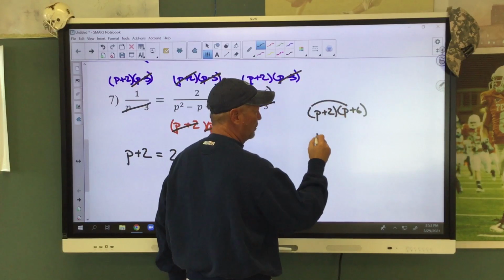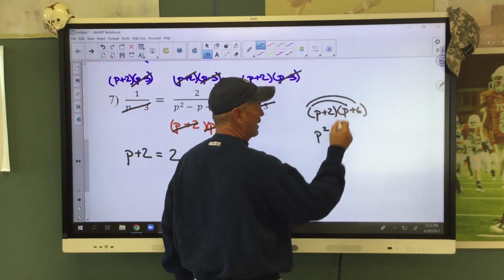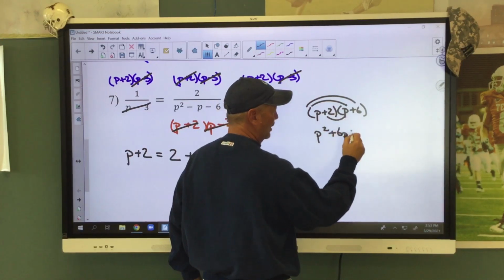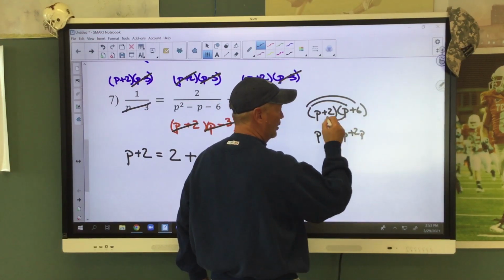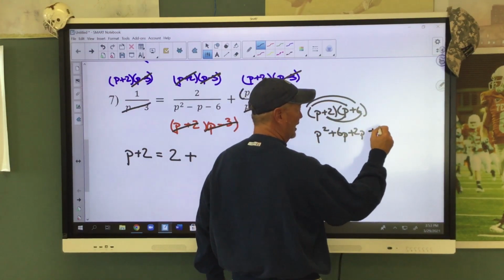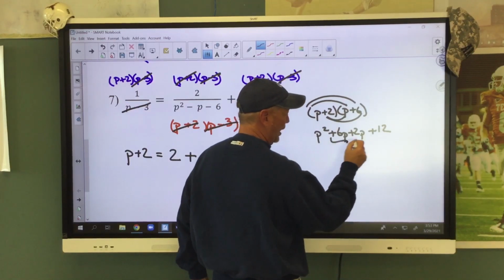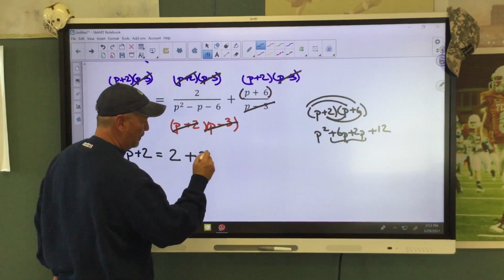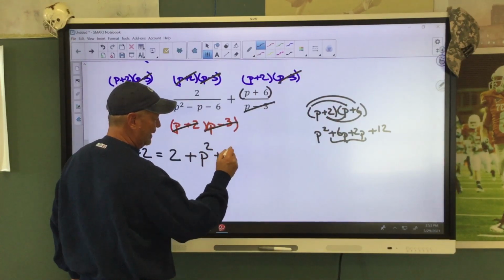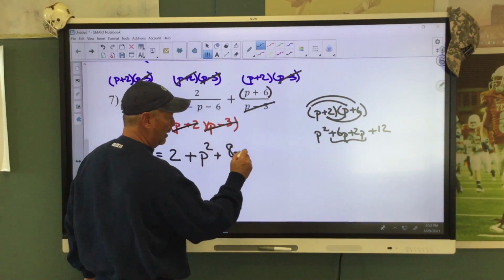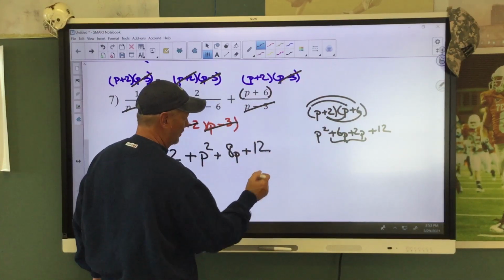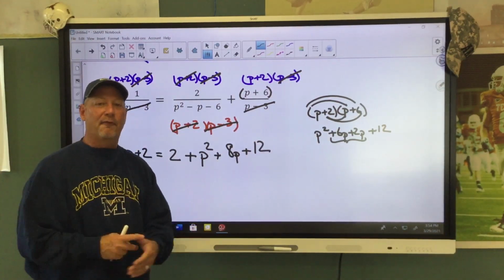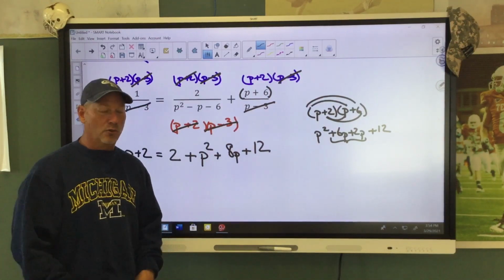P times p is p squared. P times 6 is 6p. 2 times p is 2p. 2 times 6 is 12. We're going to combine like terms, and that's going to give me p squared plus 8p plus 12. Even though it's a little longer, there aren't any fractions, and this is a little easier to work.